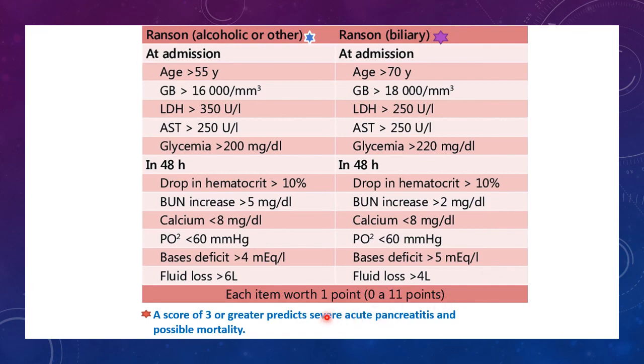And the total point is from 0 to 11 points. 11 is the highest point, where the patient is very sick, very ill. A score of 3 or greater predicts severe acute pancreatitis, and mortality is possibly higher.